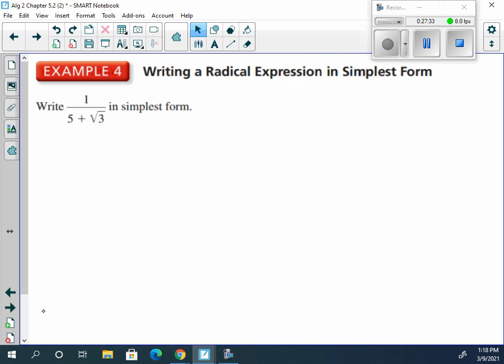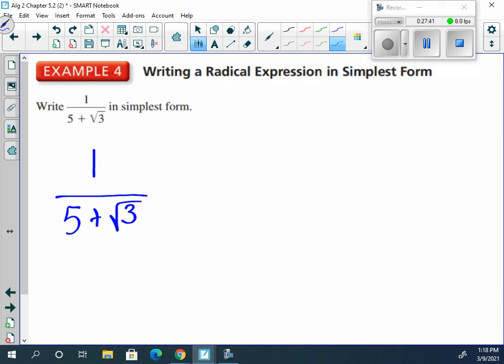Now we want to write this in simplest form. And I believe these are the last type that we're going to look at, because I think that pretty much rounds out the notes. Yes? Okay.